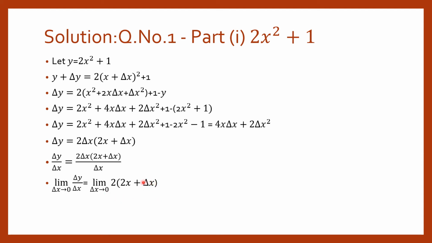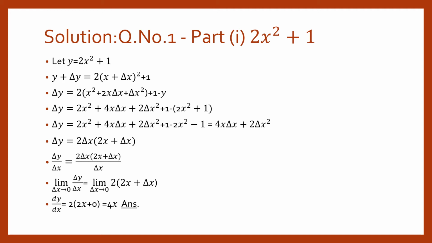Just put in the value of del x here. Just put a 0 here. You can see it there. Dy by dx is equal to 2 into 2x plus 0, and the answer is 4x. The derivative of 2x square plus 1 with respect to x at the point x is 4x.